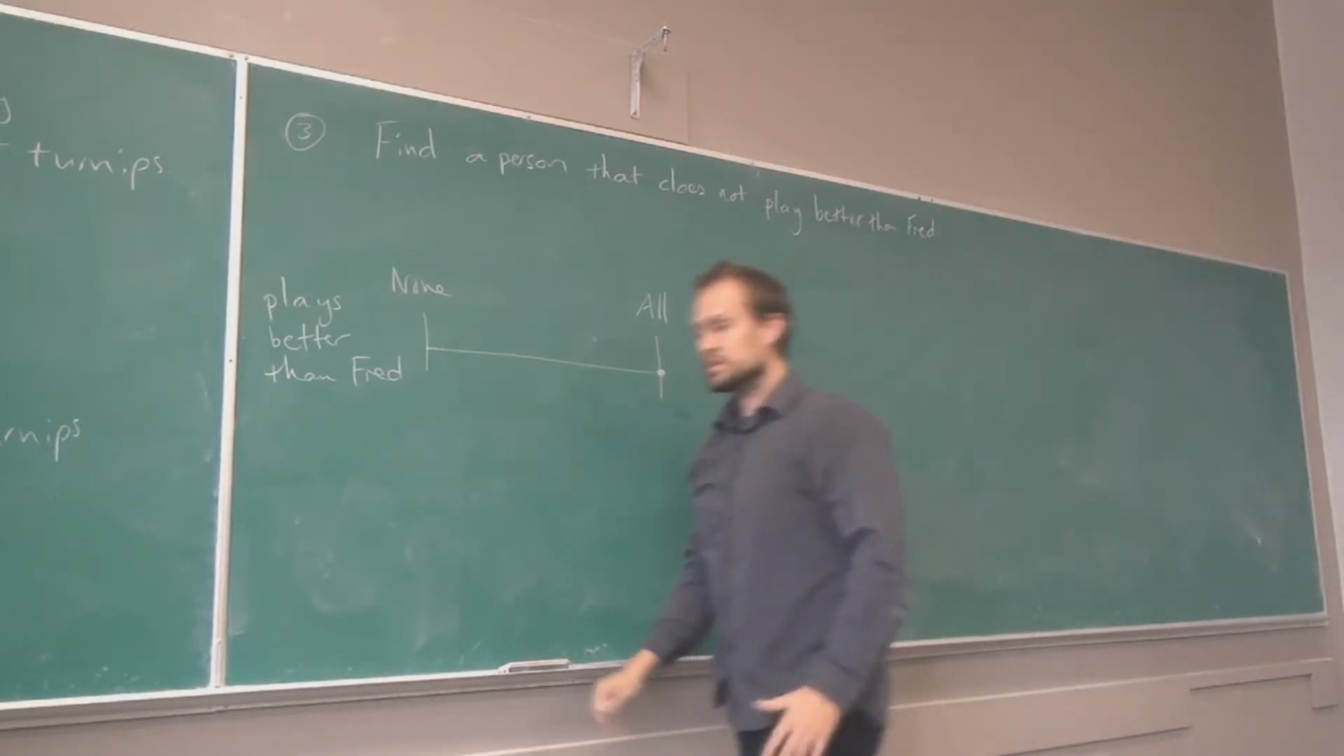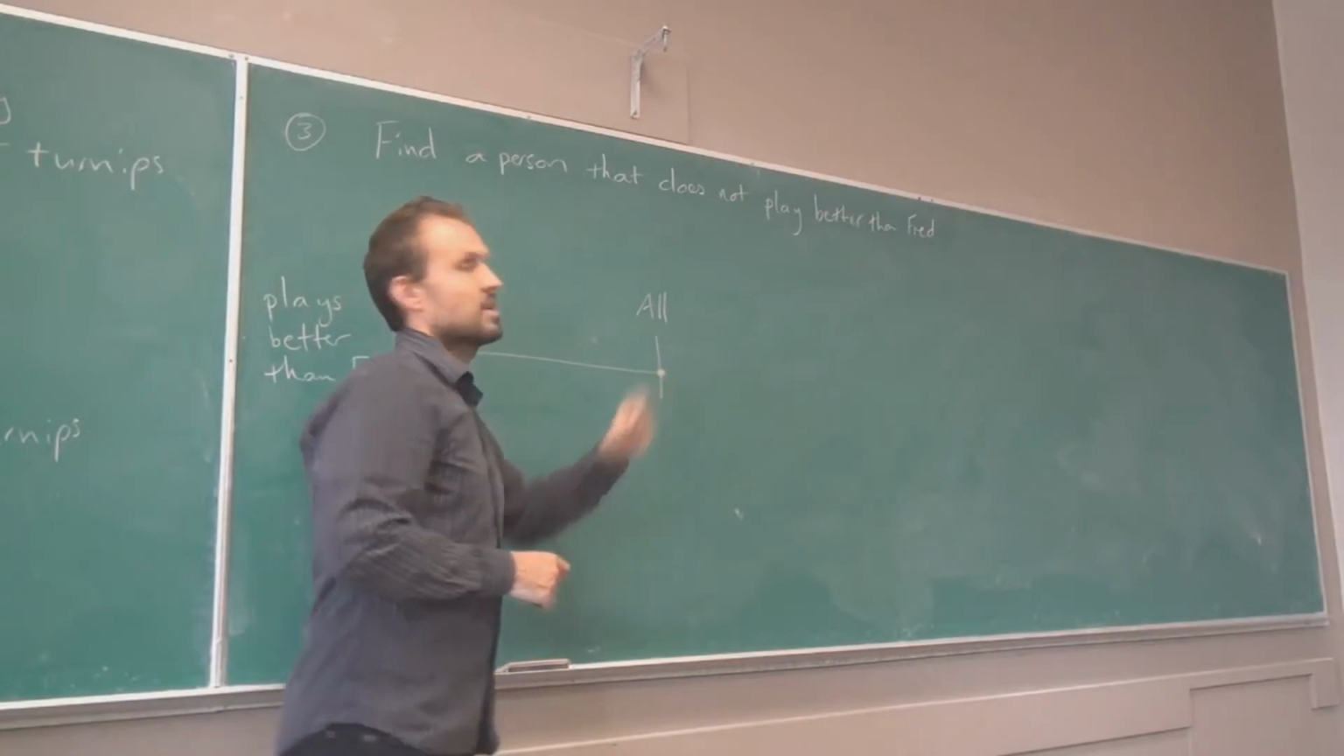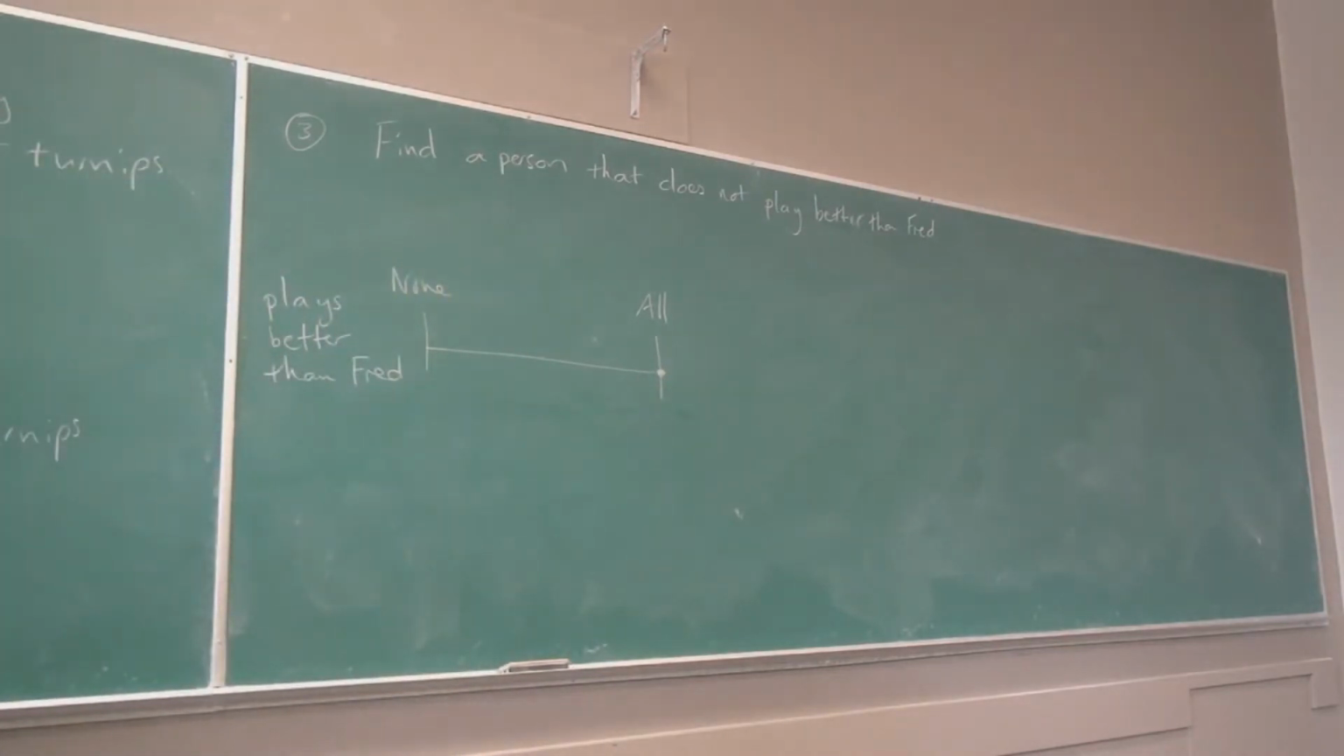You can phrase it in many ways. You can say, find at least one person. Find some people. As long as you find one. Could be more. There could be many people that don't play better. You just need one to push the claim away from that extreme.